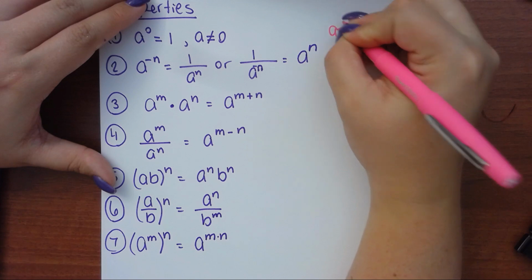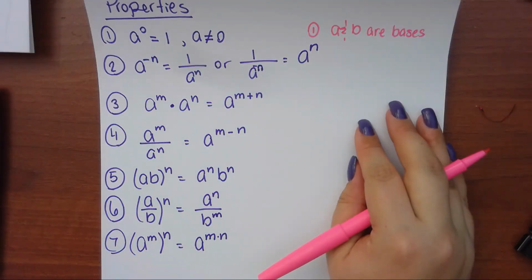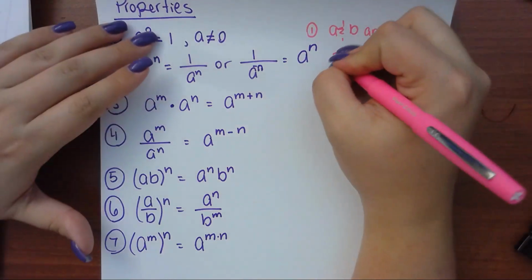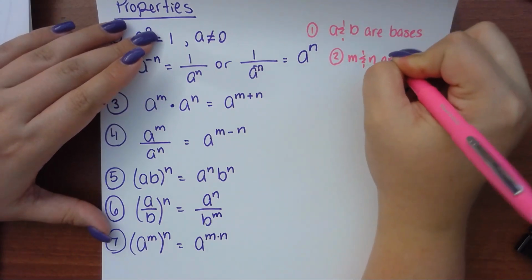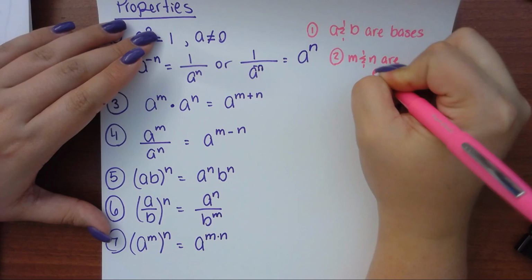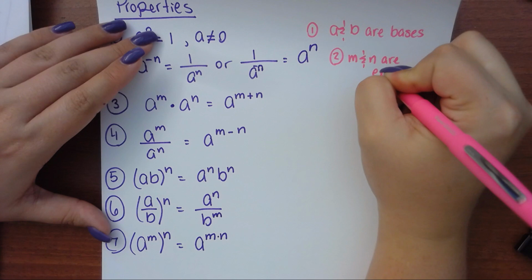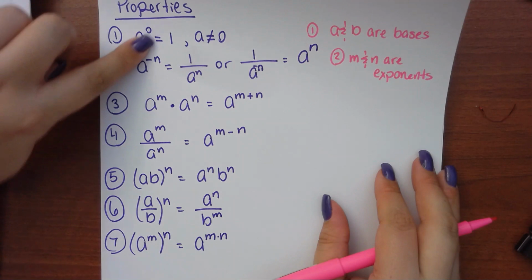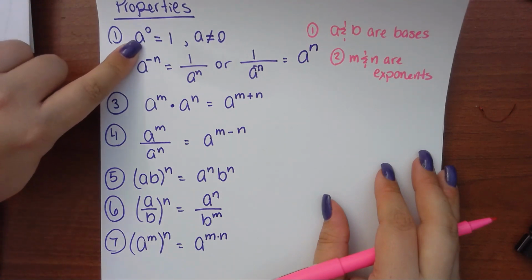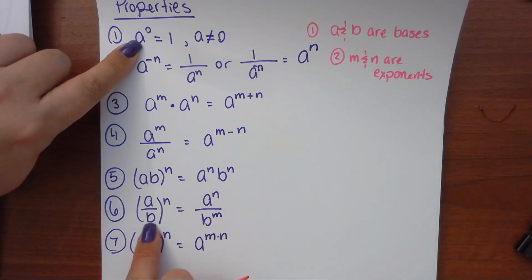The first thing to note is that for all of these properties, A's and B's are bases. The exponents are M and N. So just looking at these, we have A to the 0 power is equal to 1. So anything that is raised to the 0 power, this could also be B, is always equal to 1. If we have multiple bases in a problem, there are 2 of them listed. Otherwise, we're just going to utilize A.